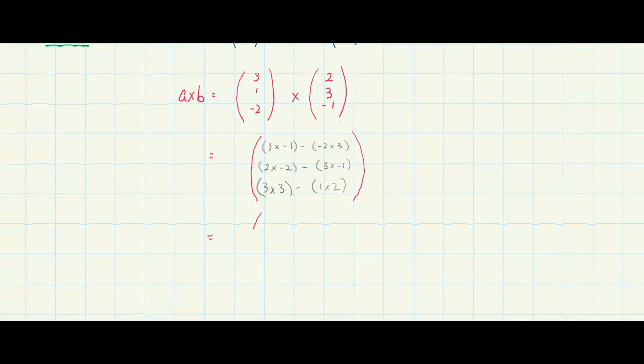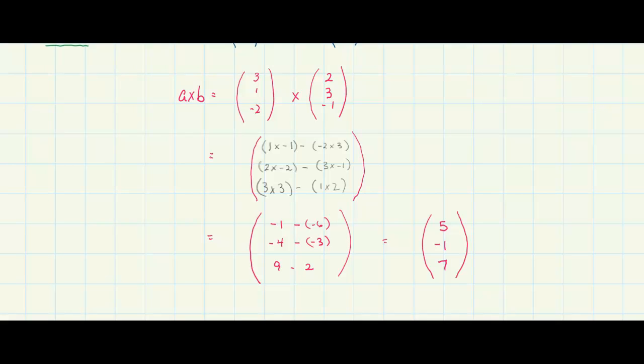We just need to calculate this out now. 1 times negative 1, so we've got minus 1 subtract negative 6. In the middle row, we've got negative 4 subtract negative 3. And the bottom row, we've got 9 subtract 2. So we're almost there. We have negative 1 subtract negative 6, so negative 1 plus 6 is 5. Negative 4 subtract negative 3, so negative 4 plus 3, negative 1. 9 minus 2 is 7. There is our cross product.